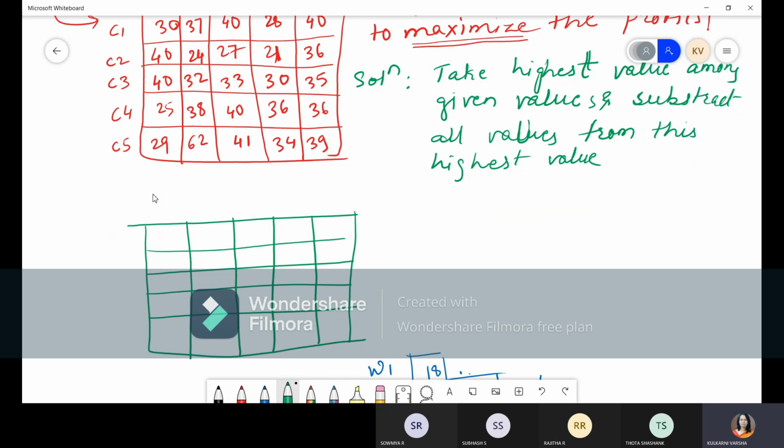So when we subtract 62 minus 30, it is 32. So in the same place we will write down 32. Same way 62 minus 37. So 62 minus 37, how much will it come? It will come as 25, right? So we have to write on the same place 25. 62 minus 40, it will be 22, right? Like this, 62 minus 28.